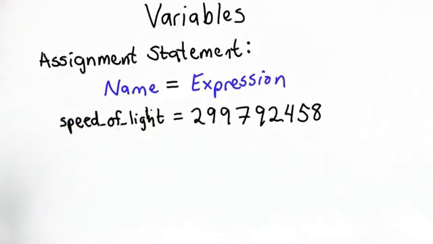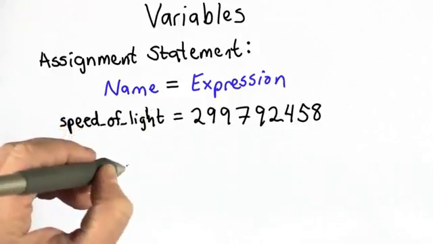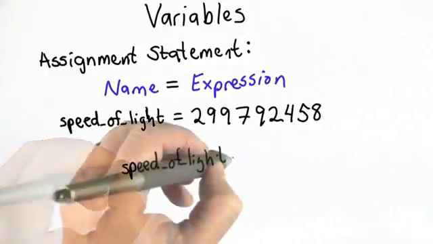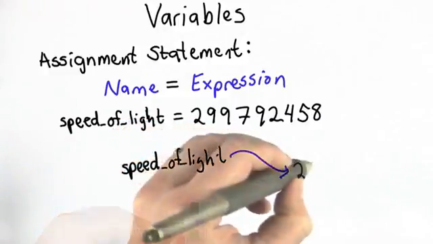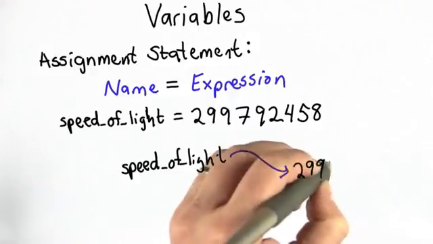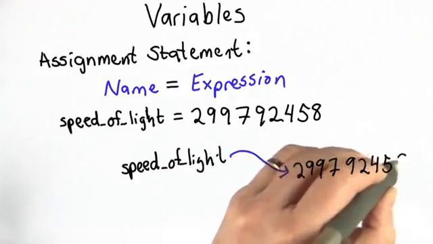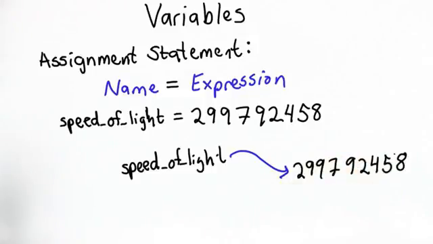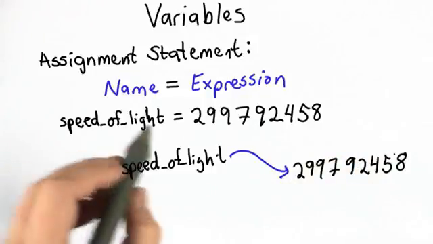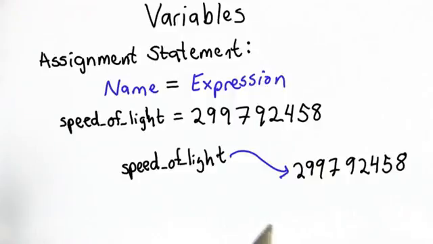One way to think of that is to have an arrow. So we can have the name speed_of_light, and that's a name which refers to a value, and the value it refers to is this long value, which is the speed of light in meters per second. So once we've done the assignment, we can use the name, and the value of the name is the value that it refers to. In this case, it's the speed of light in meters per second.